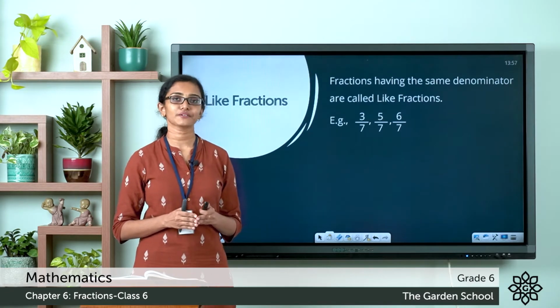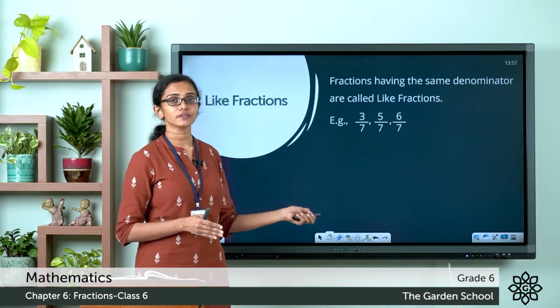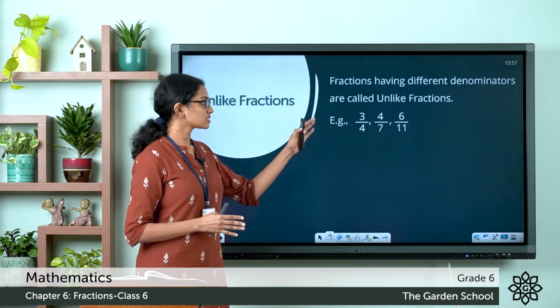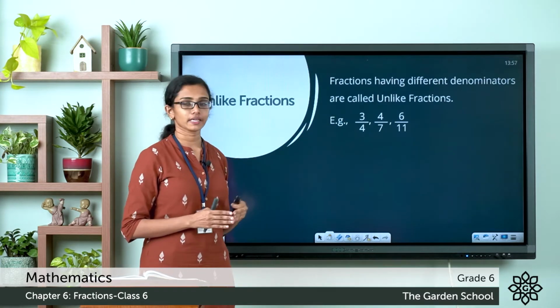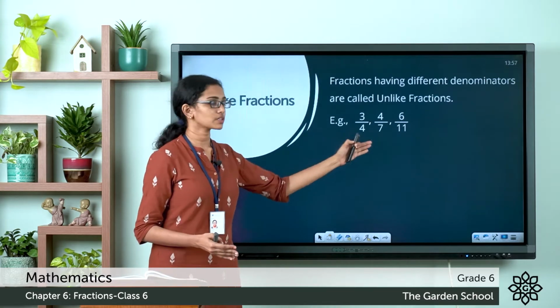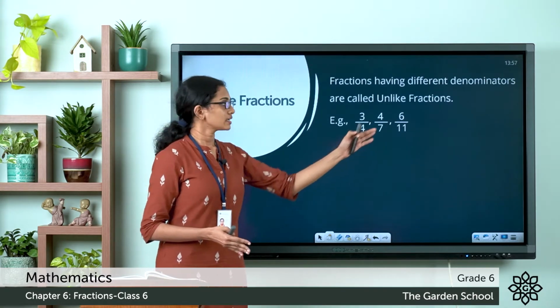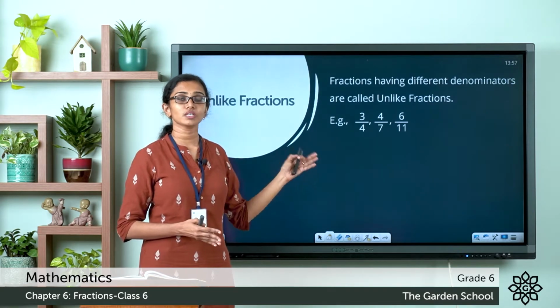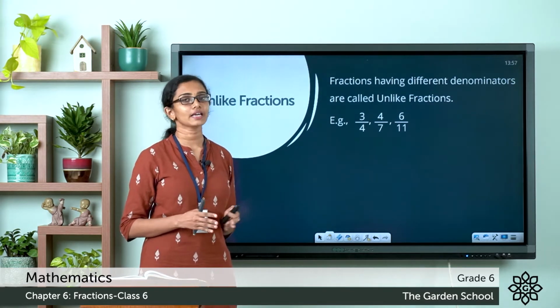So what could be unlike fractions? Fractions having different denominators are called unlike fractions. For example, 3 by 4, 4 by 7. See, the denominators are not the same, they are different. Now, 6 by 11, again the denominator is different. So these are all examples of unlike fractions.